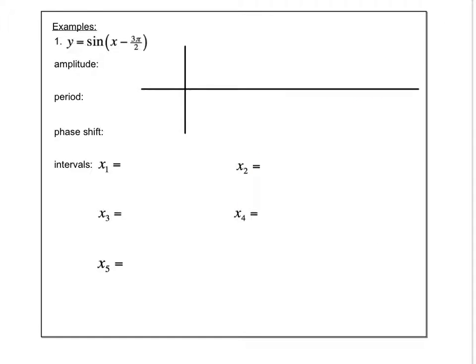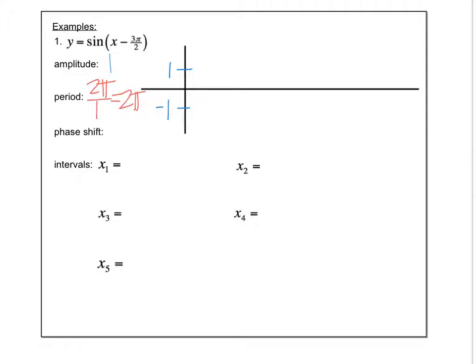Okay, number one, the first two questions should not be new. What's the amplitude? 1. So that tells me I'm going to go up 1 and down 1. How do I find the period? 2 pi divided by 1, so it's just 2 pi.